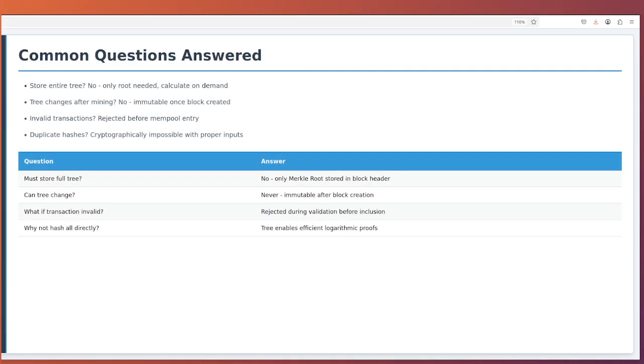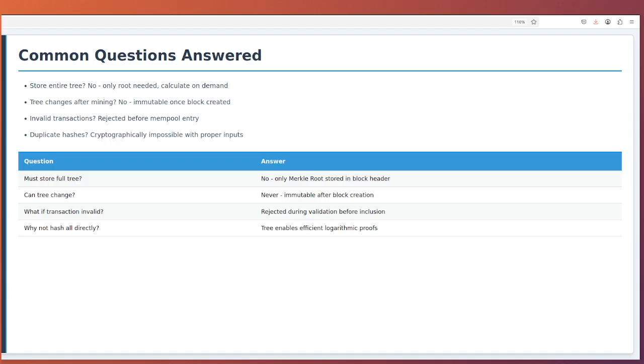Common questions and misconceptions. Let's clear up some common questions about Merkle trees. First, do I need to store the entire tree? No, you only need to store the Merkle root. When verification is needed, you calculate the intermediate hashes on demand. Second, can the tree structure change after the block is created? Absolutely not. Once the block is mined, its Merkle root is fixed forever. The tree is immutable.